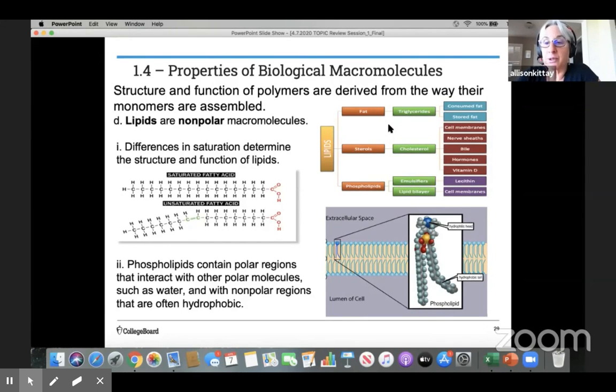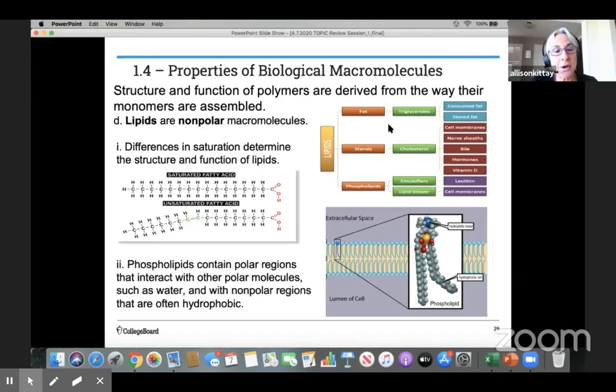But cholesterol is a really important molecule. It is the basis of your sex hormones, testosterone and progesterone and estrogen. It's also the basis for vitamin D. And then finally, phospholipids. Phospholipids are super important as part of every lipid bilayer, which makes up cell membranes. So that's kind of the breakdown of the lipid flow chart. They are nonpolar, and that's an important thing to remember as to why they're linked together.